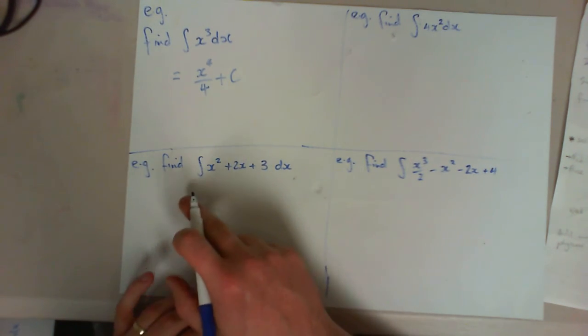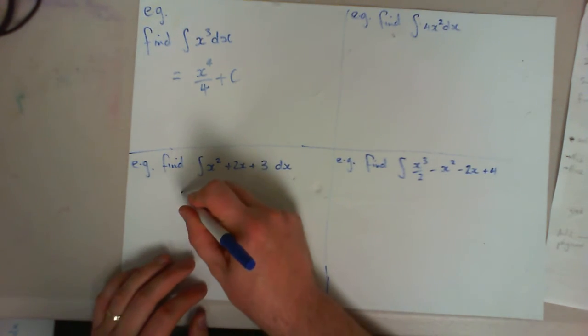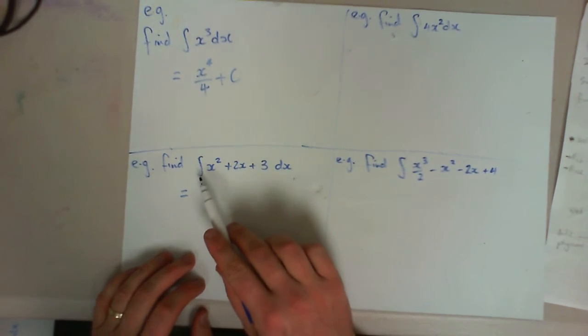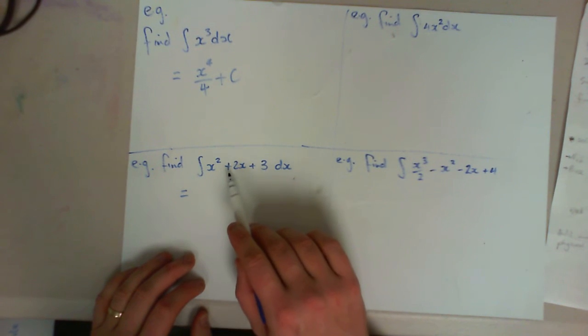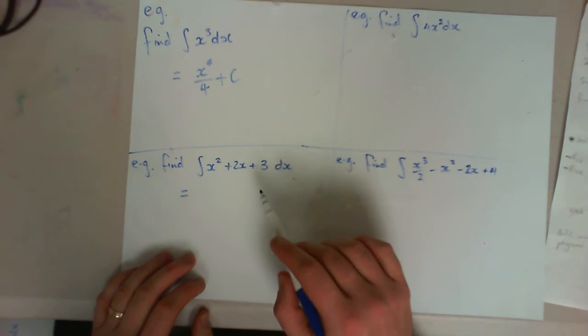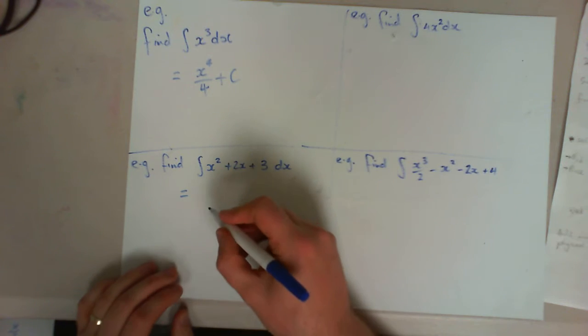Okay, this one, we've got lots more components in this, but that doesn't matter, we do them separately. You don't need to actually write it out as the integral of x squared dx plus the integral of 2x dx plus the integral of 3 dx. You can just do it all in one go, so there's no need for that extra step.